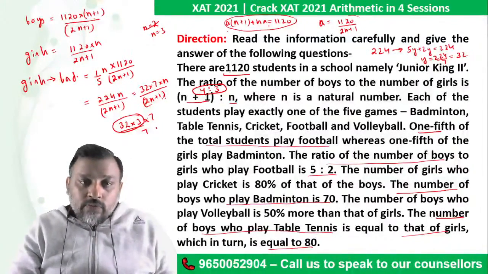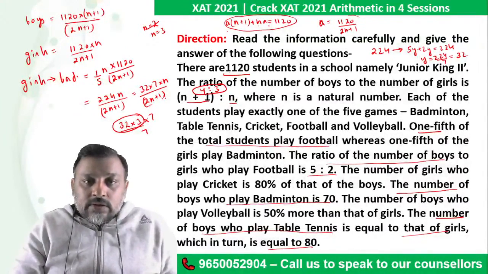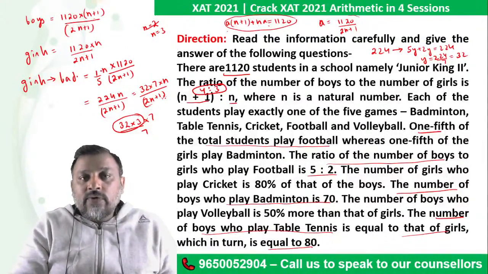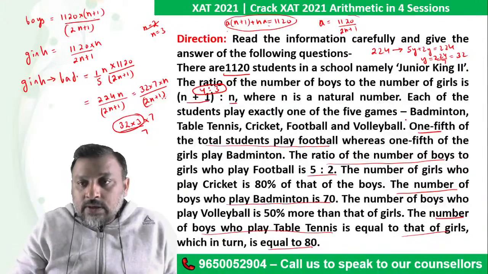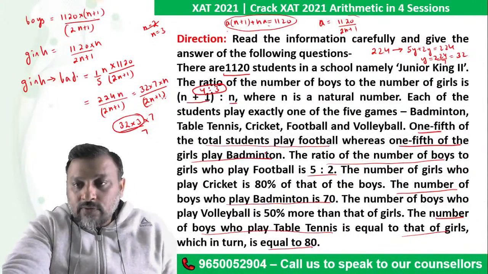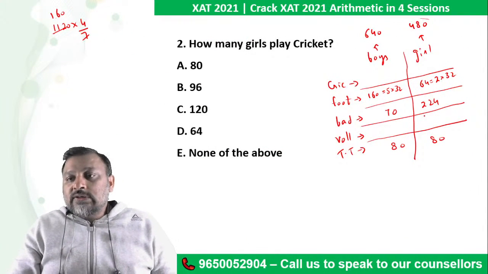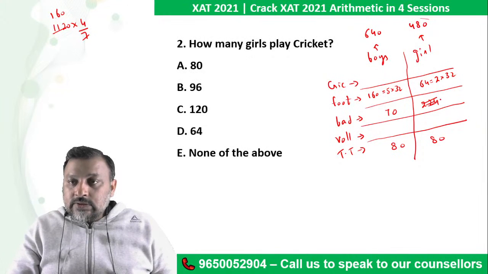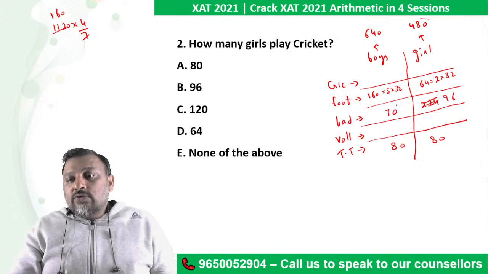Okay, not 224, sorry, it is 96. Okay, this is 96. 1/5 of the total girls. This 1/5 of girls play badminton. 1/5 of 480. So 1/5 is 96. So it is 96. Okay. So we know these three values. Now the rest 2 can be calculated very easily.